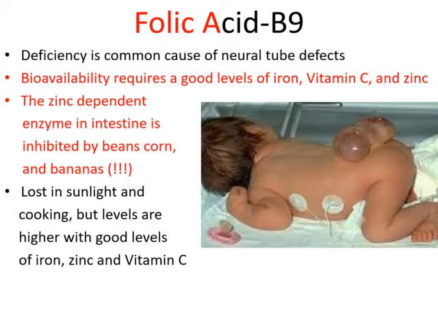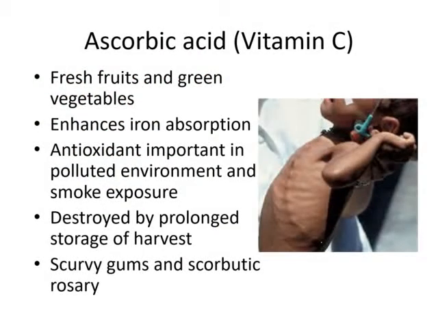Now, folic acid, B9, deficiency is a common cause of neural tube defects. Bioavailability of folic acid requires good levels of iron, vitamin C, and zinc. The zinc-dependent enzyme in the intestine that helps with the absorption is inhibited by beans, corn, and bananas. It's lost in sunlight and cooking, but levels are higher with good levels of iron, zinc, and vitamin C. Another strike in favor of a balanced multivitamin formula. Ascorbic acid, vitamin C, found in fresh fruits and green vegetables, enhances iron absorption.